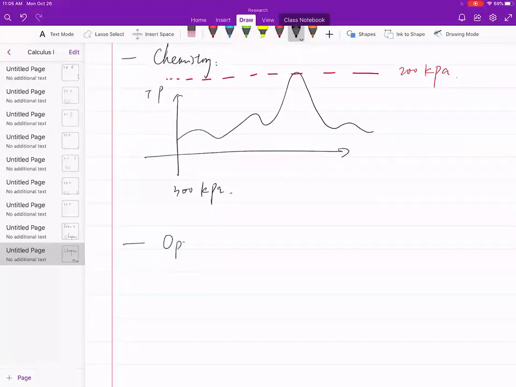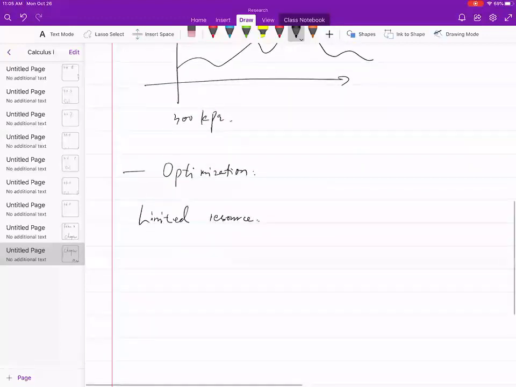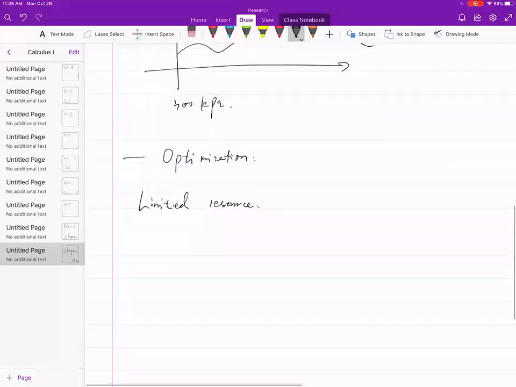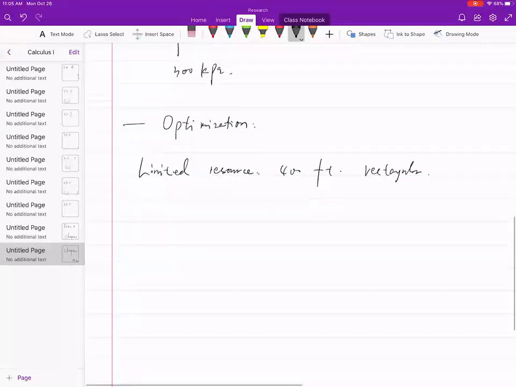Number 3, of course, something called optimization in general. Basically, the framework is you have a limited resource. For example, of course, we go to the building a fence problem, which you have probably seen, I don't know, 100 times in your life. You're building a fence with 400 feet. You want to build a rectangular fence. You want to use all the 400 feet.